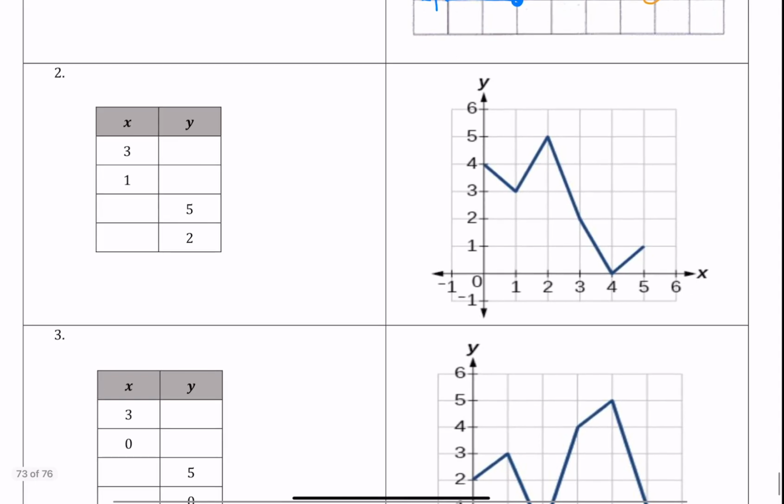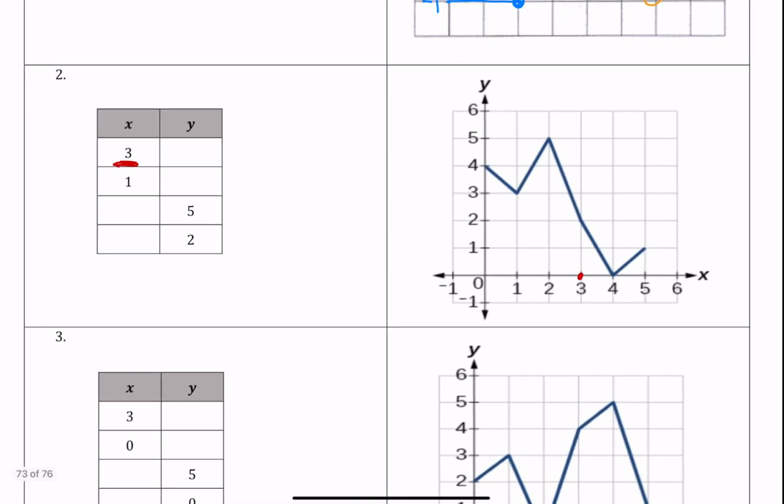Let's look at number 2. So I have a 3, and that's an x value. So I find the 3. I go up to the graph, because I can only go up or down. Here's the graph. I've hit it. Go to the right. Here's the y. That number is 2. Next value is a 1, and that's the x value. So I go up to the graph, I hit it, here's that y value of 3.